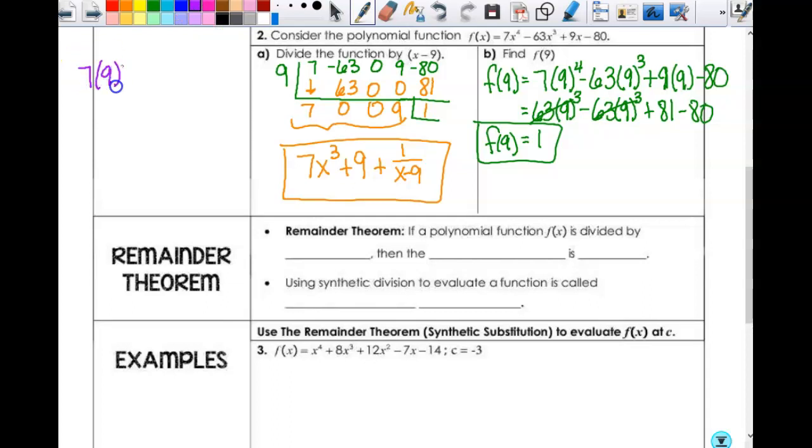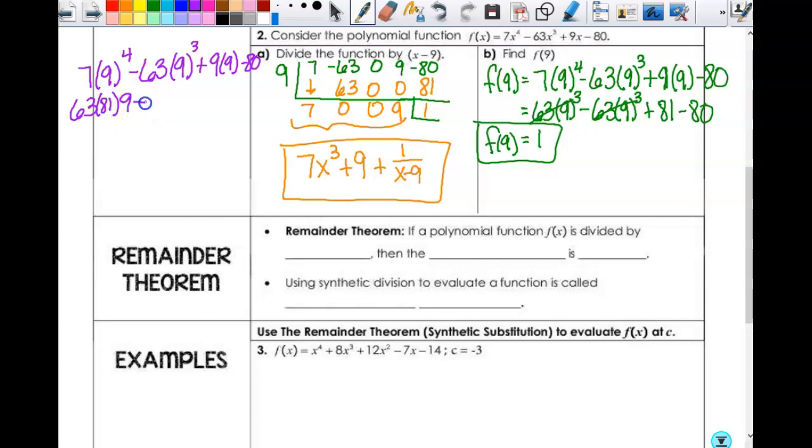7 times 9 to the 4th minus 63 times 9 cubed plus 9 times 9 minus 80. Okay. So instead of worrying about leaving exponents, I'm still going to do this whole 9 times 7 is 63, because I see that right there, right? So it's going to give me 63. Well, I still have 3 9s. Well, 9 times 9 is 81, and then I'm going to leave the 9.